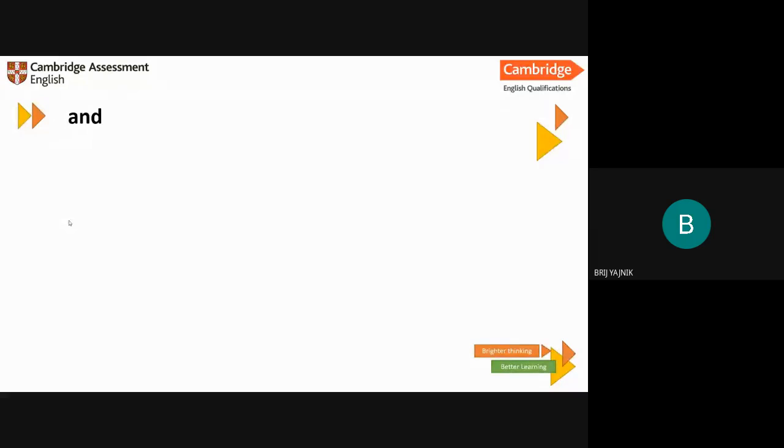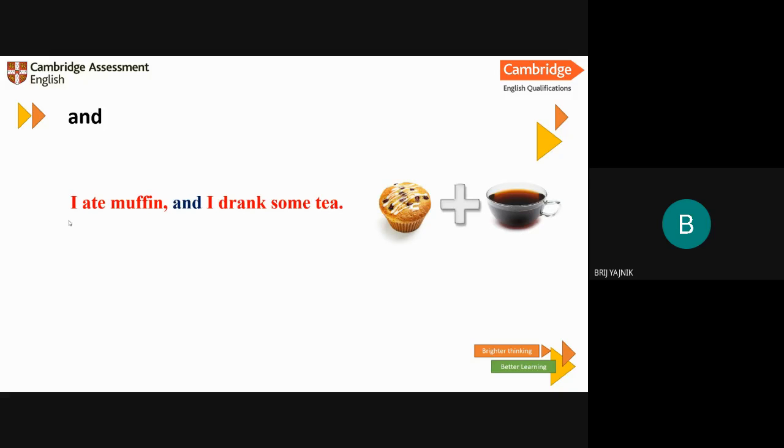Now, we know very commonly that the word "and" is used to talk about two things together or two positive things. So let's put up an example. I ate muffin, and I drank some tea.